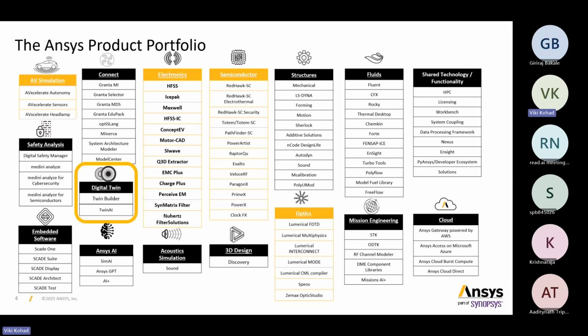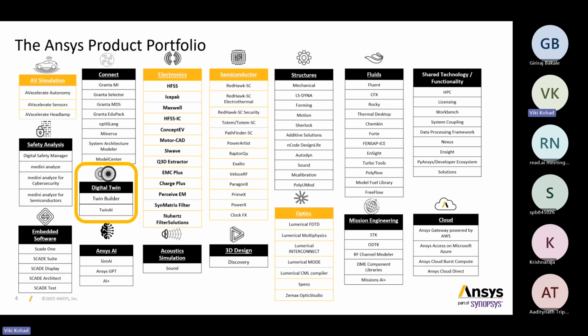It covers industries like autonomous vehicles, electric vehicles, electronics, semiconductor, structures, fluids, optics. Also in machine engineering, the STK software is there. It also has cloud-based software, and it supports system coupling as well as HPC, high performance computing, to reduce the simulation time and get the results faster.